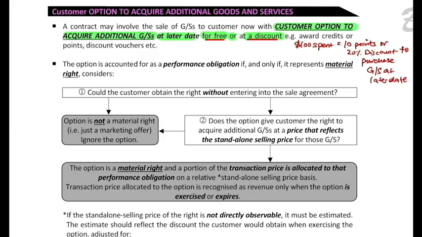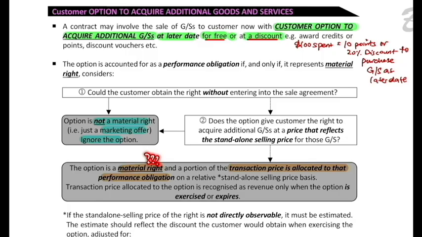This is very common. You go to supermarket, every dollar you spend, you can earn some point to purchase additional goods and services at a later stage. For these customer options, we have to consider whether this is a material right to the customer. If it's a material right, it represents a performance obligation to the entity. If it represents a performance obligation, a portion of the transaction price must be allocated to these performance obligations. If it's not a material right, normally we just ignore it because it represents a marketing offer.